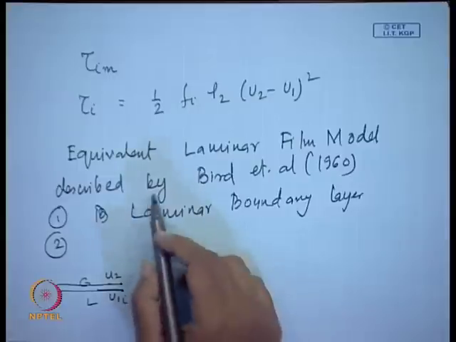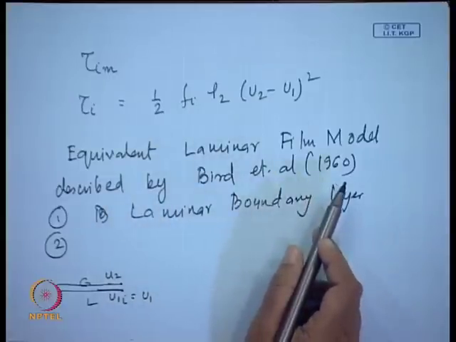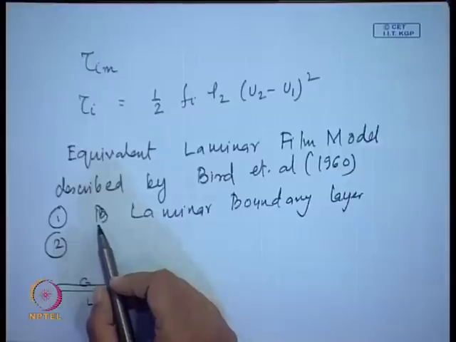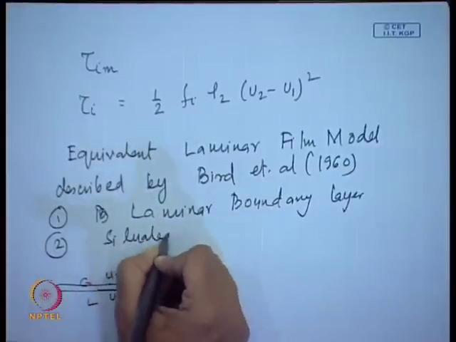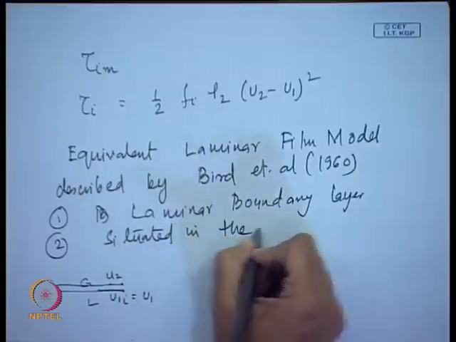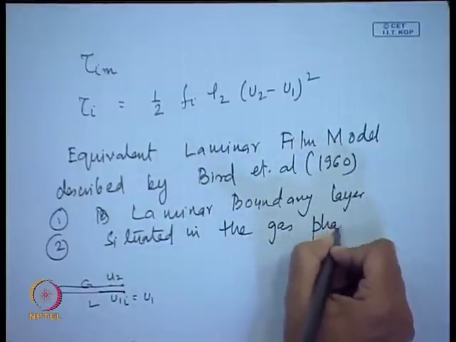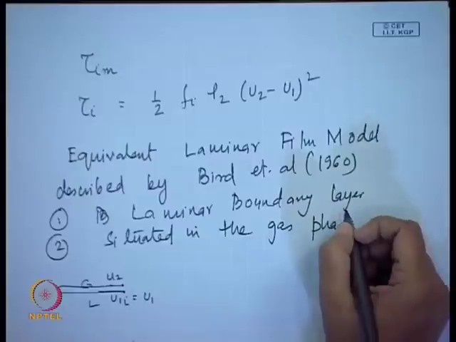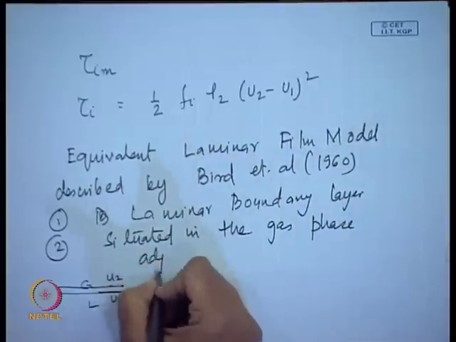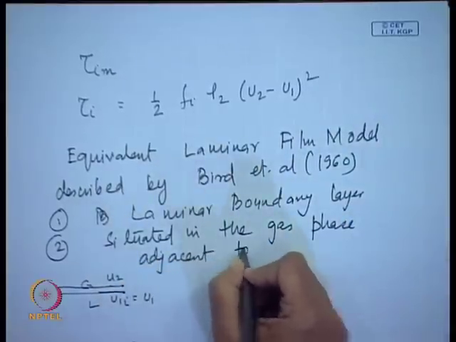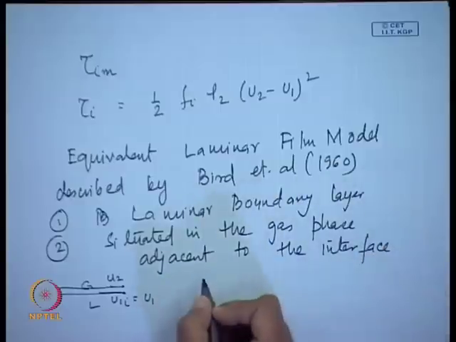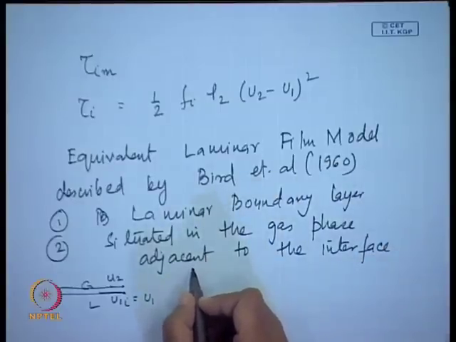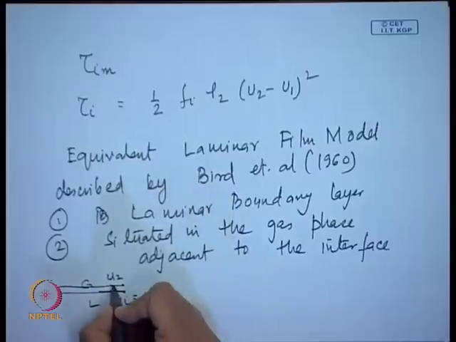This is the assumption of this equivalent laminar film model. What does it assume? It first assumes that the boundary layer is laminar, and secondly, this boundary layer is situated in the gas phase adjacent to the interface.